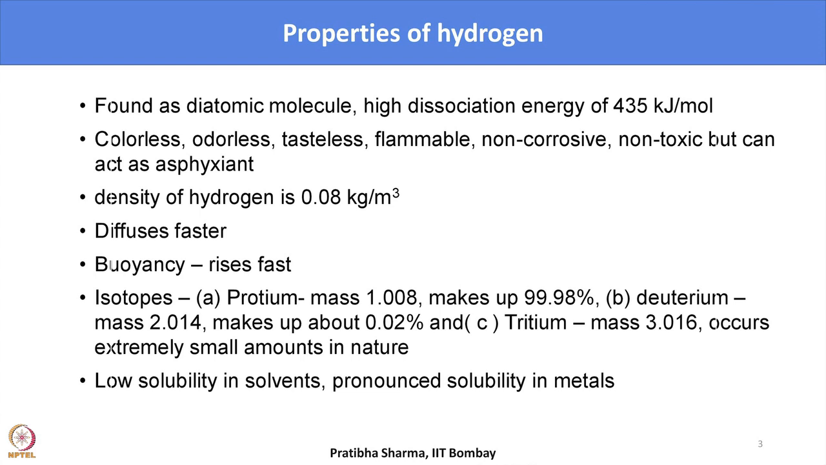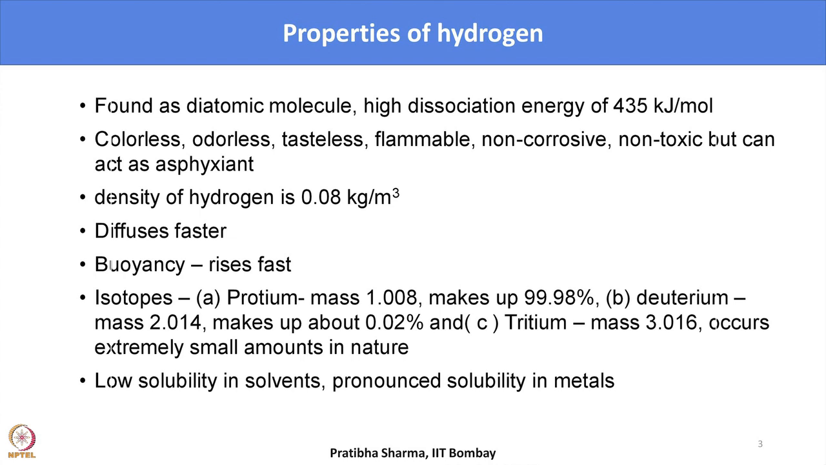It exists in the form of a diatomic molecule, and this molecule, if it is to be dissociated to form atomic hydrogen, requires a high dissociation energy of 435 kilojoule per mole. Hydrogen as such is a colorless, odorless, tasteless gas, flammable, non-corrosive, non-toxic in nature, but it can act as an asphyxiant.